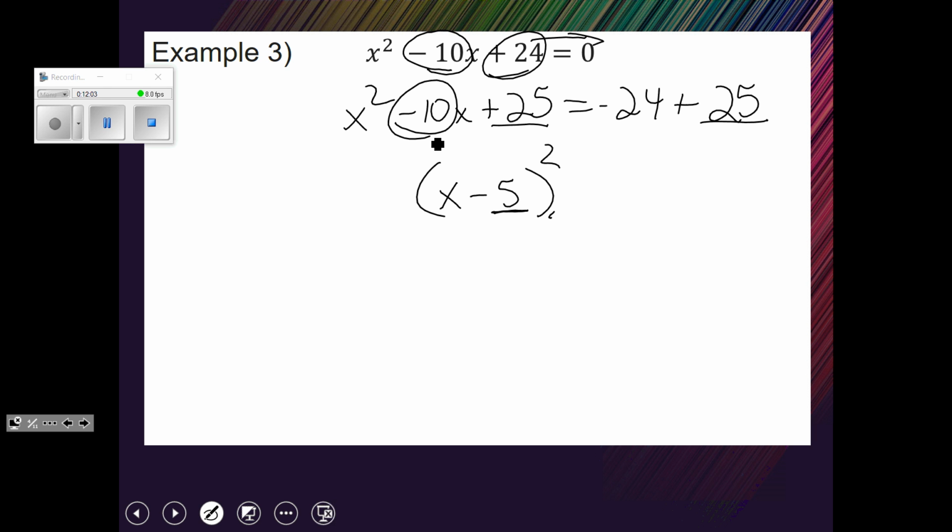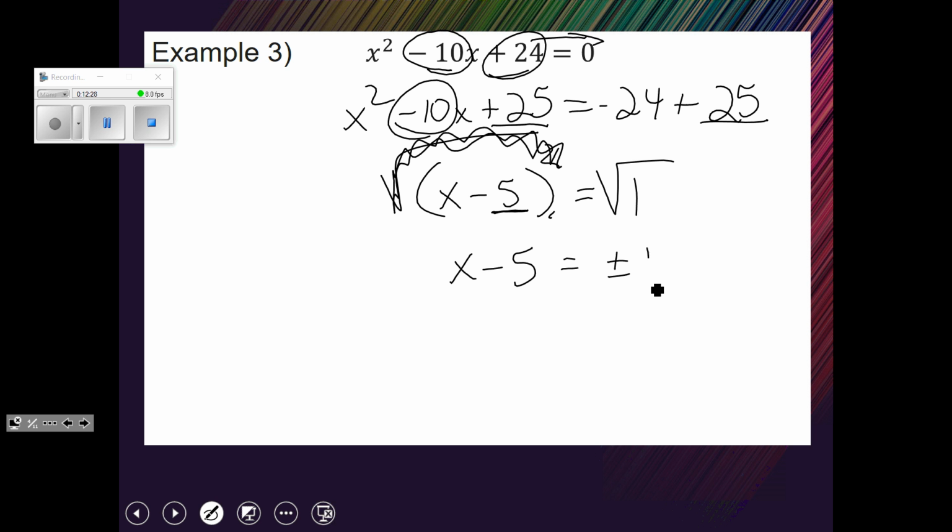What's negative 24 plus 25? 1. Okay, then what? Take the square root to get rid of the square on both sides. What happens here? Cancel. And we get, here we go. What's the square root of 1? Plus or minus 1. And then we move the 5 over, and x equals 5 plus or minus 1.